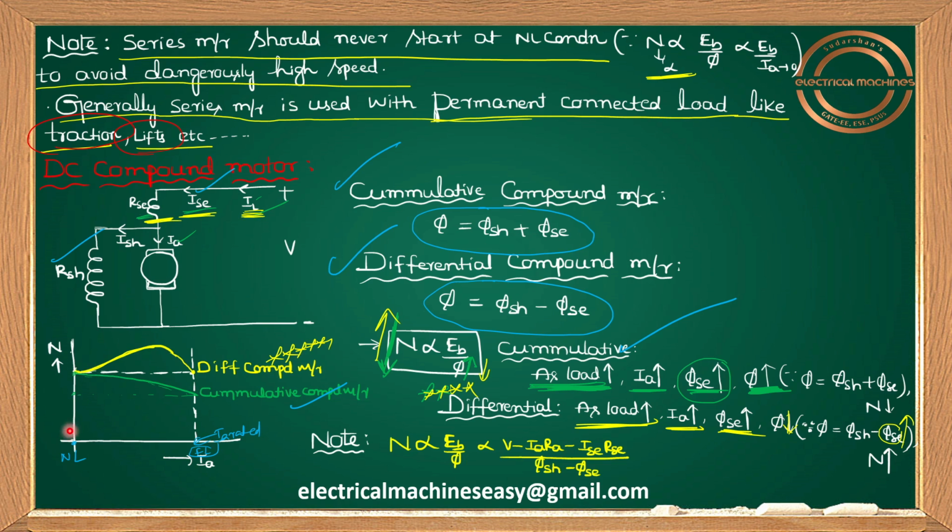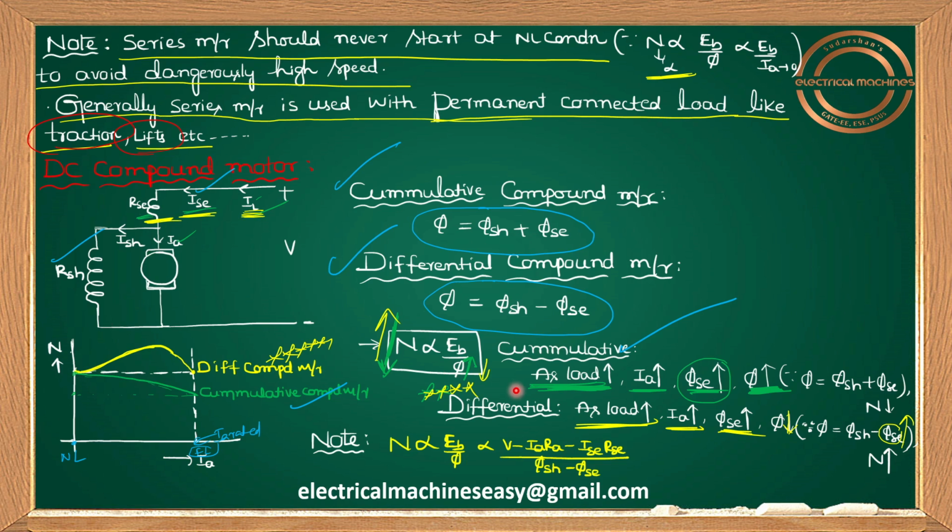Sir, how can you say that no load speed is a finite value? Very simple. Under no load condition, though there is no current through the series field winding, the shunt flux is there. So if you see this relation, N is proportional to 1/phi. Here under no load condition, though the current flowing through the series field winding is zero, so the series flux is zero, the shunt flux is there, the shunt field winding is there. It is just like acting as a shunt motor under no load condition. I already told you that in a shunt motor under no load condition, speed is a finite value. That's why I took a finite value here for differential as well as for cumulative also.